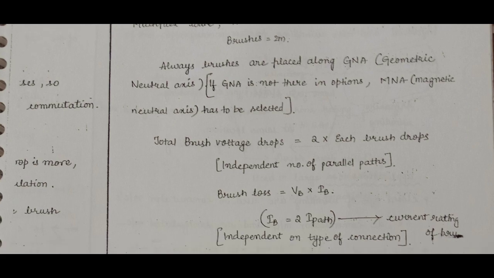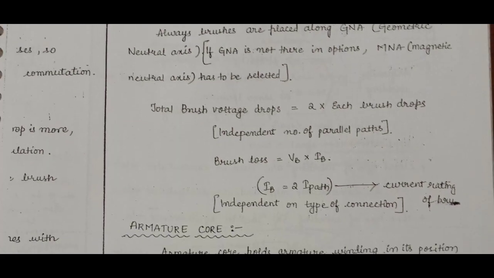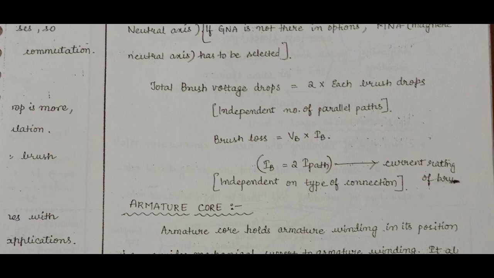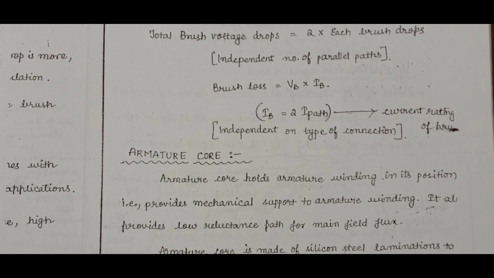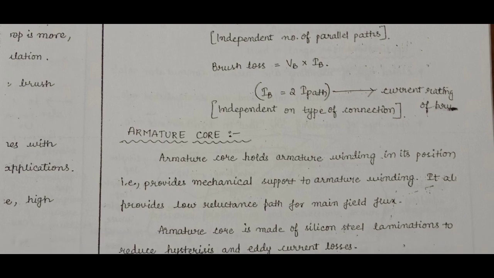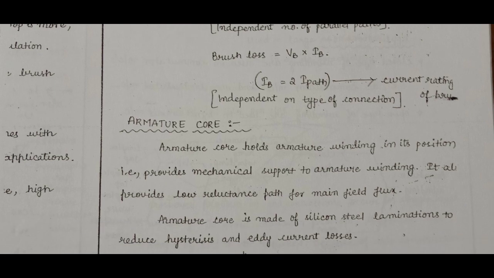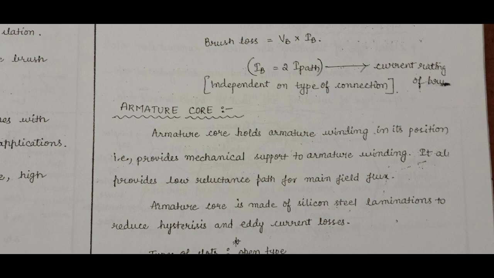Total brush voltage drop equals 2 times each brush drop, independent of the number of parallel paths. Brush losses equal VB times IB. IB equals 2 times I path. The current rating of the brush is independent of the type of connection.